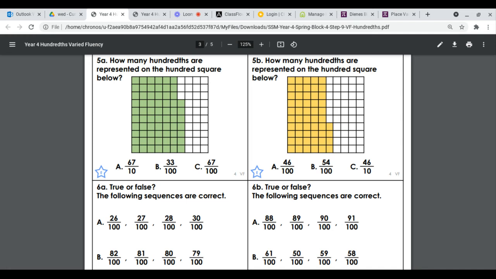Okay, we've done the spicy work, well done. Now we have the spicier work. So it's getting a little bit harder now. Spicier work. Have a look at 5A, 5B, 6A and 6B. Have a go at those. Pause the video for this.